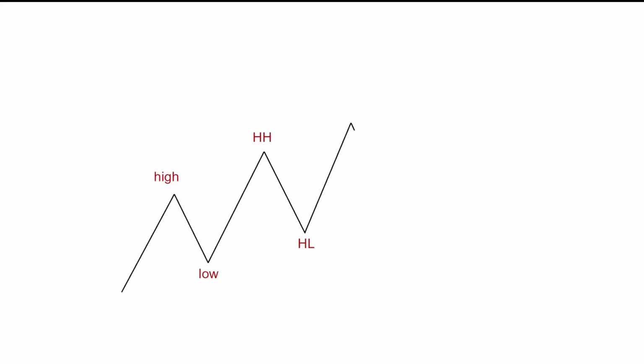So first thing to know about price action is your basic market structure. You can see you have a swing high and now you have a swing low. So in this case, this is a bullish trend. So now you have a higher high and a higher low, higher high, higher low, higher high, higher low.